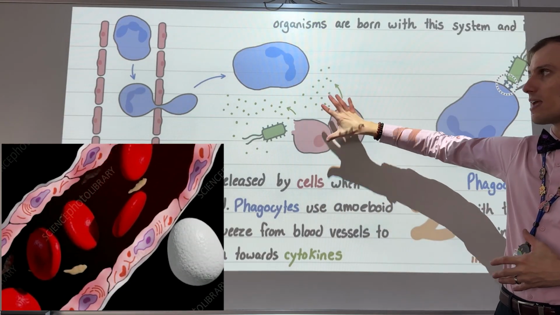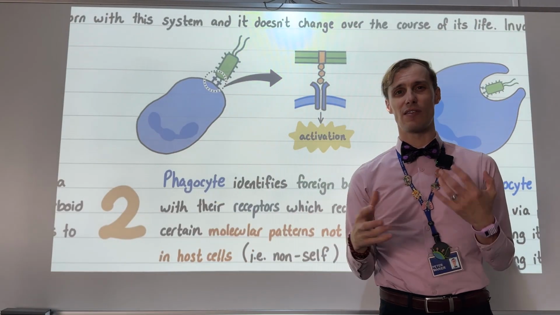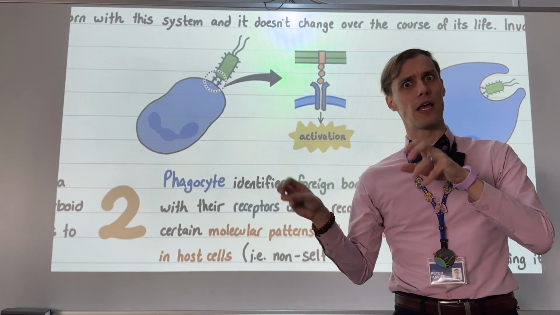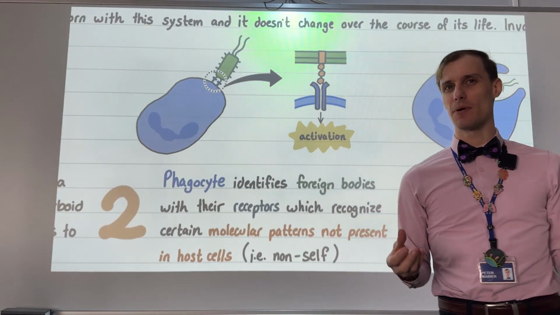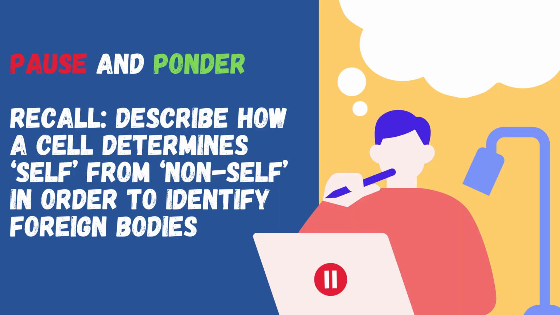So now they've reached the site of infection. What next? Well, now that they've reached the site of infection, how exactly do your cells determine what's foreign and what is not? Or another way of thinking about this is, how does a cell determine self from non-self?